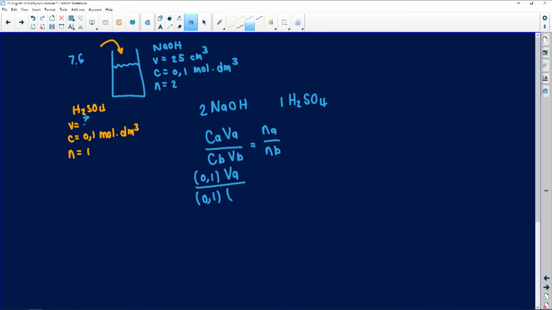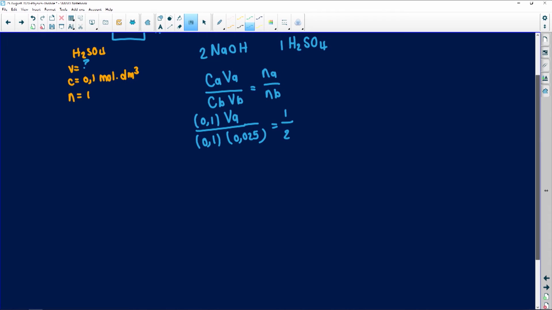So let's divide it by 1,000 to get it to cubic decimeters. I'm just going to move my comma 3 times, 1, 2, 3. So I'm going to get 0.025, and that is now in cubic decimeters. So my volume will be 0.025, all equal to the moles of my acid, which is 1, over the moles of my base, which is 2. And now it's just pure mathematics. I have one unknown, which is my VA.